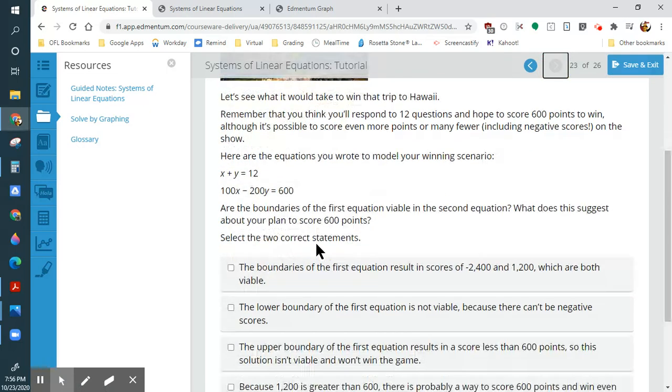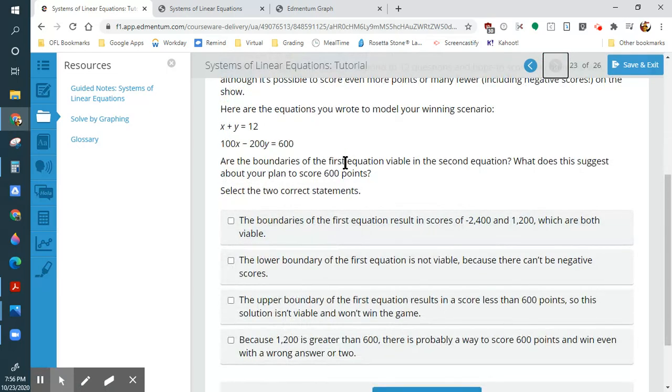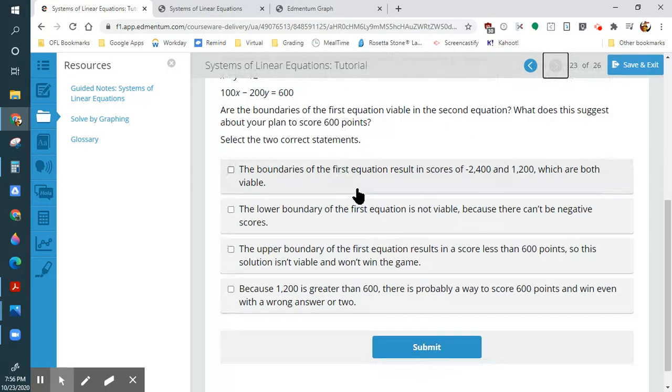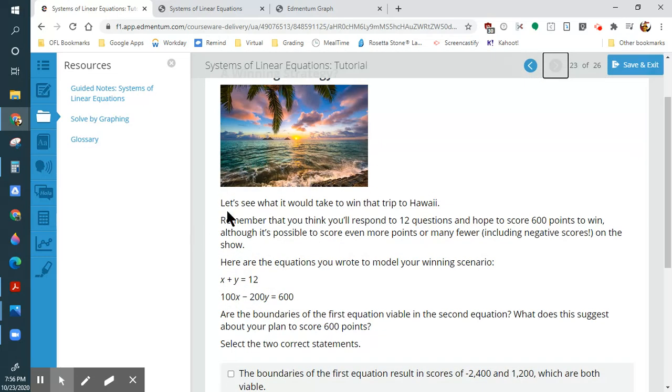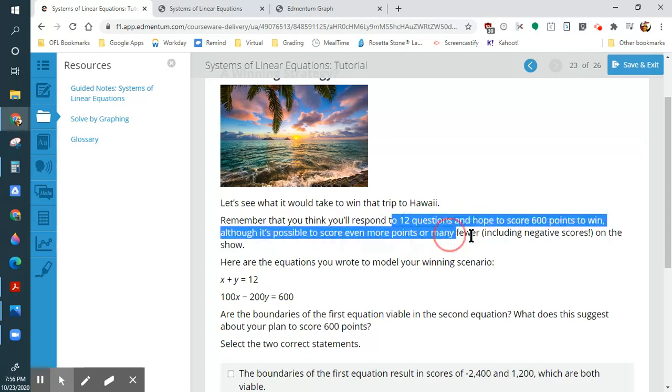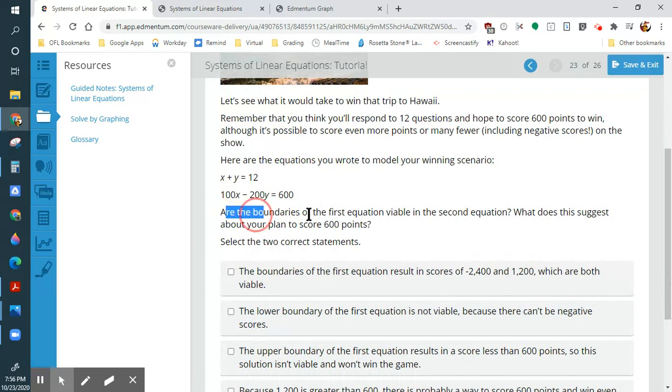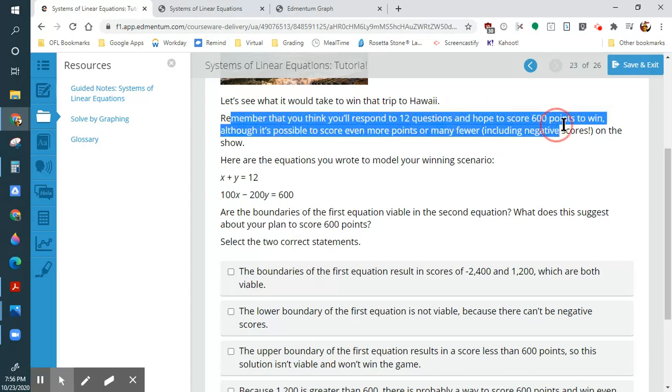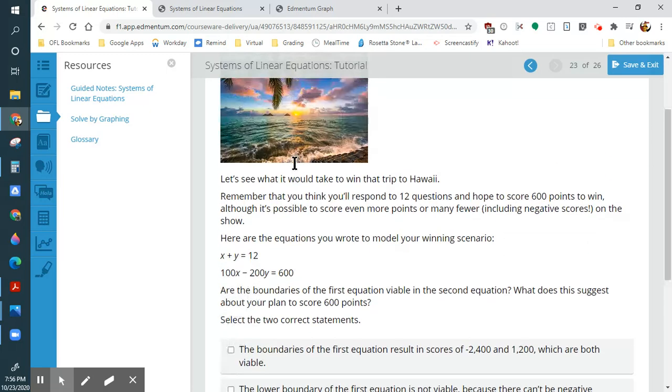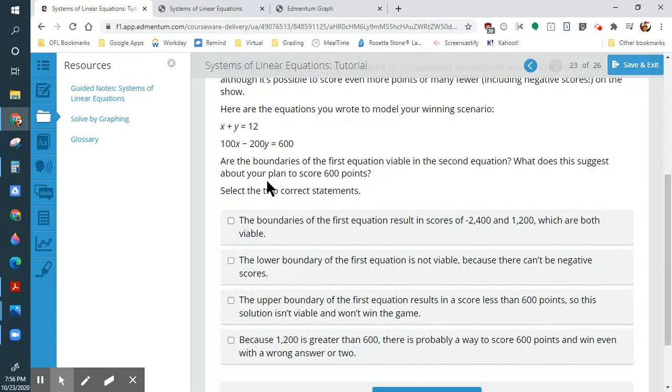All right, let's look at this. We're going to see what our boundaries are. In this case, let's see, trip to Hawaii. She needs to get those 600 points to get her trip to Hawaii. Our boundaries for the first equation: viable. What does this suggest about the 600 points? Remember, you respond to the question in the scenario. Select boundaries of the first equation results in scores of this and this.